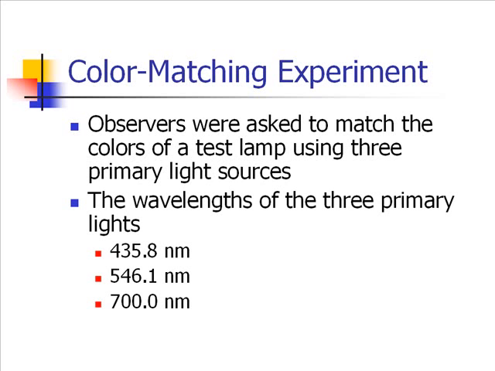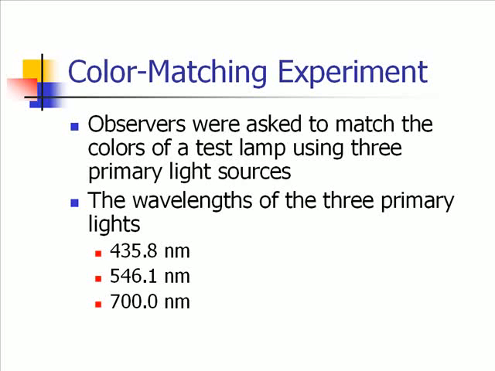They decided on using these lights. These are the wavelengths of the lights that they used: 435, 546, and 700. I'm sure in the book it tells why they picked those, but I'm not sure, and it's not that important, but those are the lights that they used, the red, green, and blue one.